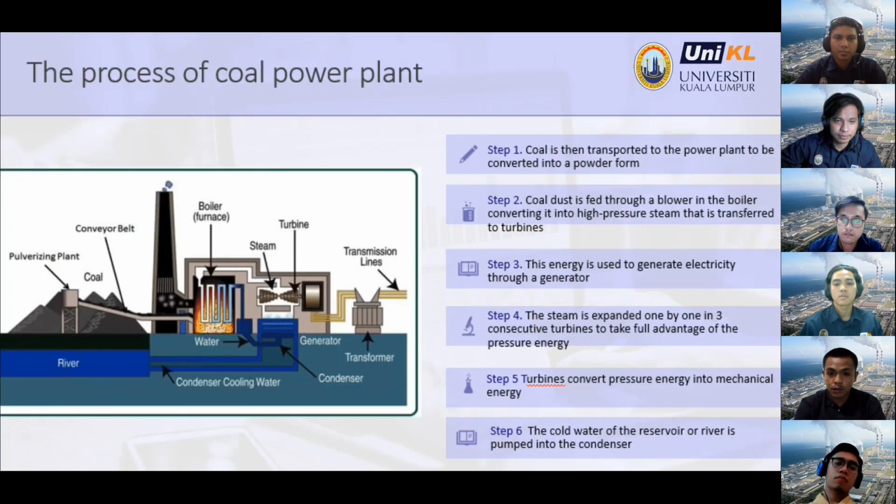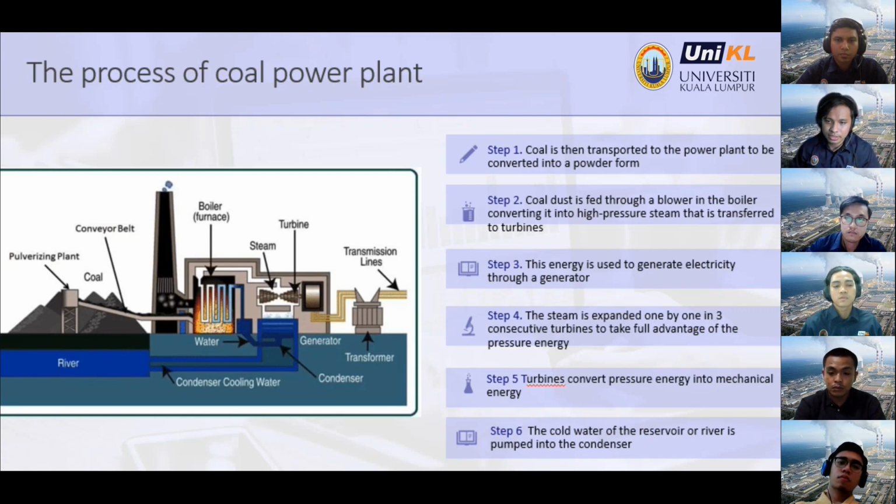So basically, this is the process of a coal power plant. The first step is the coal is received from the coal mine via trains. This coal is then transported to the power plant and turned into a powder form. The main reason behind converting it into powder is to increase the efficiency of burning by increasing its contact area exposed to fire in the burner as compared to solid coal.